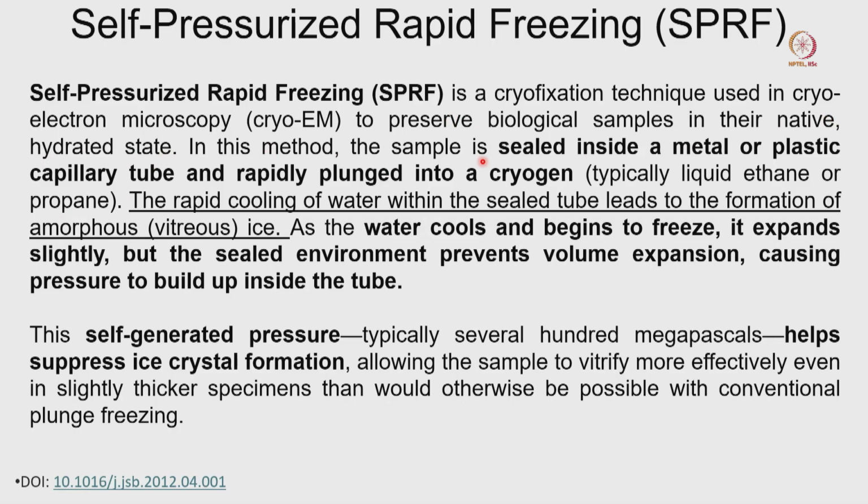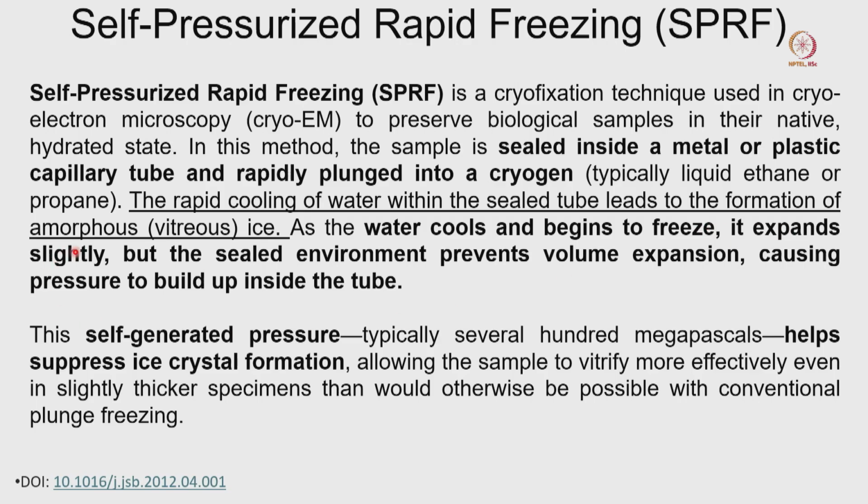In this method, the sample is sealed inside a metal or plastic capillary tube and rapidly plunged into cryogen, typically liquid ethane or propane. So, in this case, we put the sample in a very thin capillary tube, seal it, and then quickly plunge it. When you do that, what will happen? When water cools and begins to freeze, it expands in size.